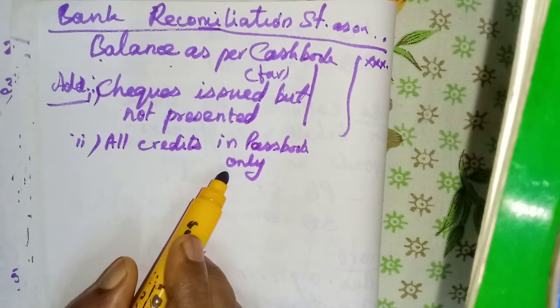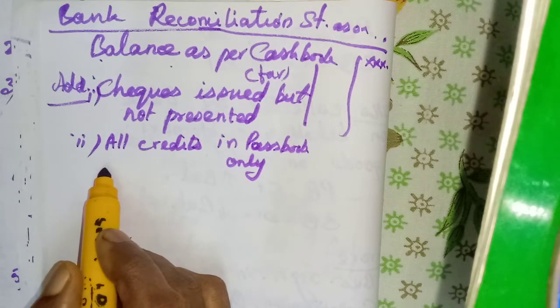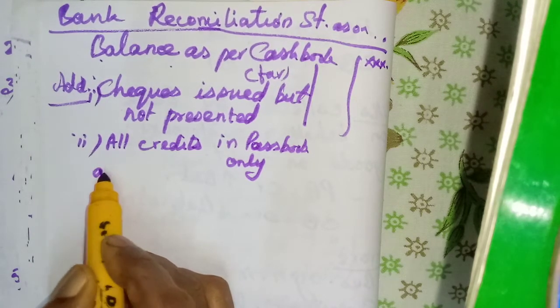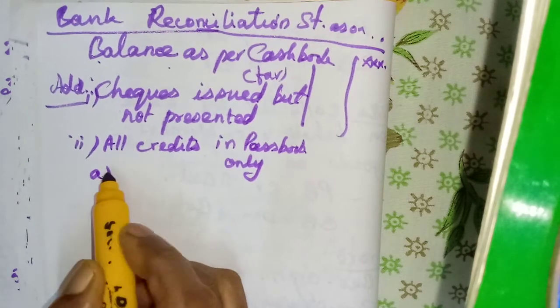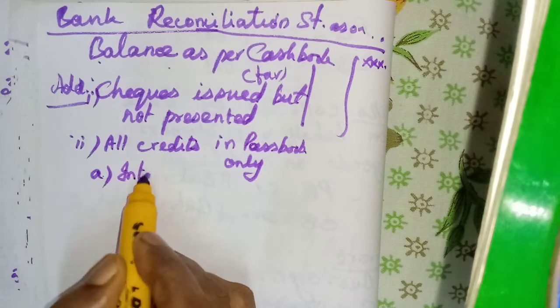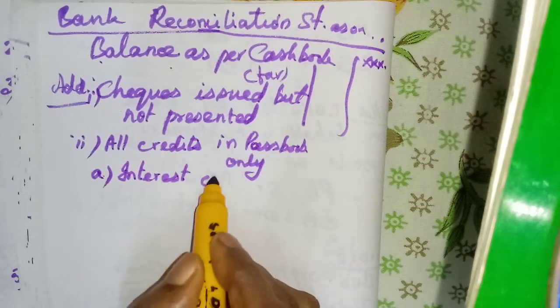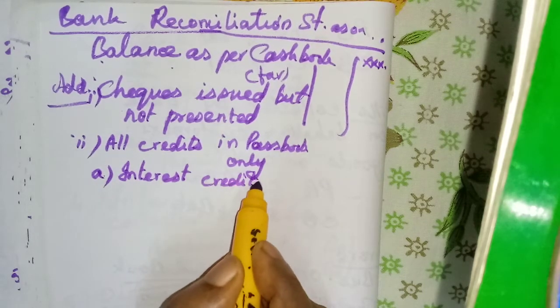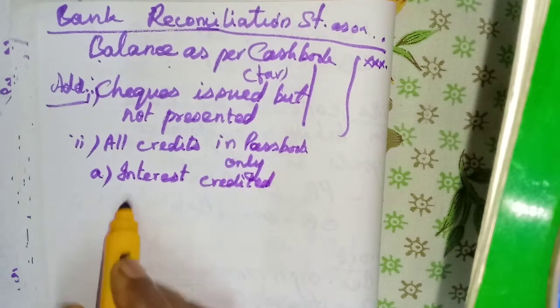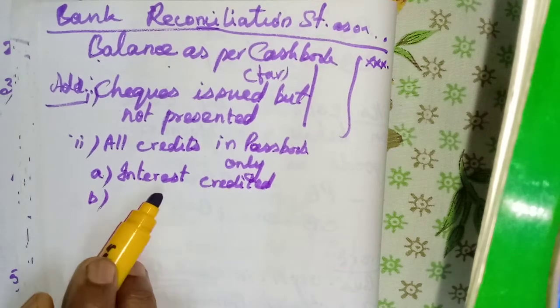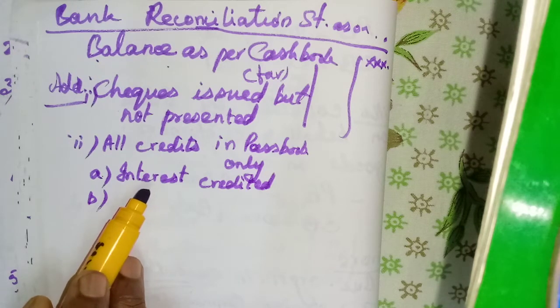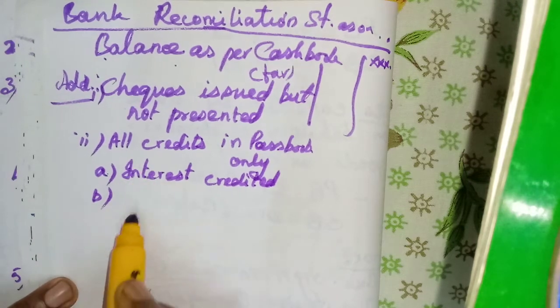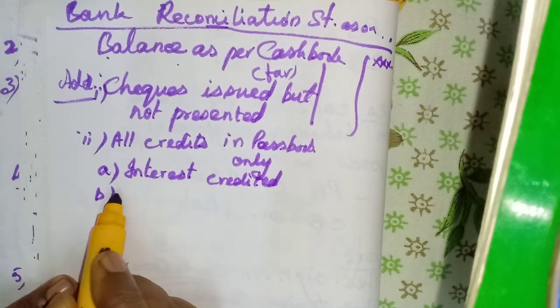All credits in the passbook only. What are the credits we can have? The bank can credit all income that is received, isn't it? Interest credited by the bank. If we have more deposit, they will credit some amount as interest. Okay, I will explain this one. Why we are adding.